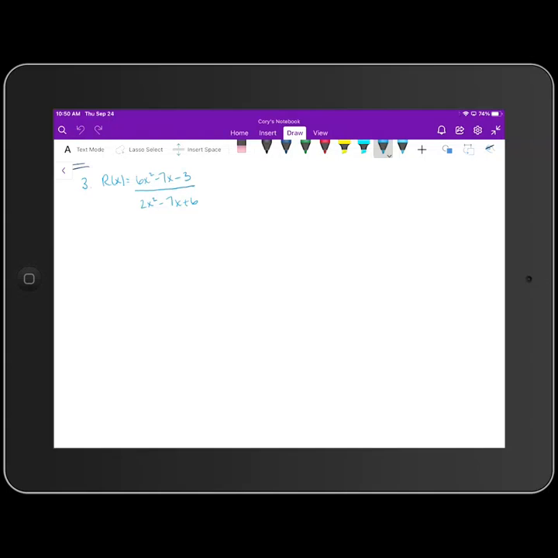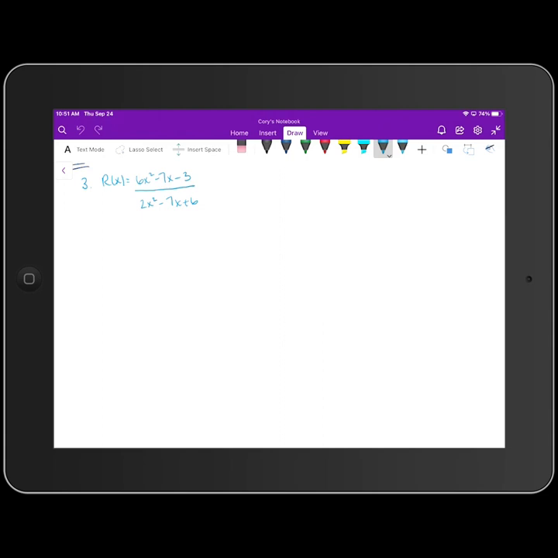All right, so we're going to work through two more examples of graphing rational functions. For number 3, we have the function r of x equal to 6x squared minus 7x minus 3 over 2x squared minus 7x plus 6. I'm going to work through first to check and see if this rational function is written in lowest terms. So I'm going to factor both the numerator and denominator.